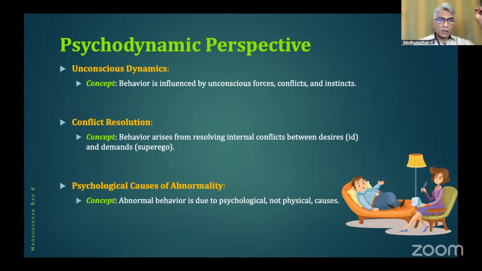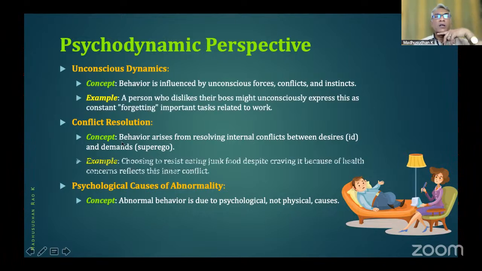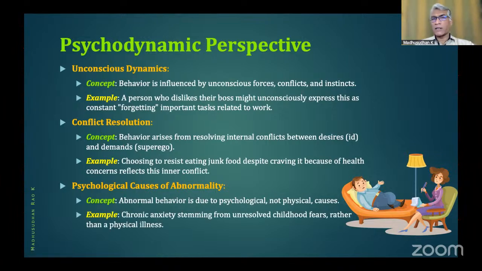Now, psychological causes for abnormality. It says abnormal behavior is due to psychological, not physiological causes. Now let us look into an example for each. A person who dislikes their boss might unconsciously express this by constantly forgetting important tasks related to work. He always forgets because he doesn't like his boss. So unconsciously these things happen. He expresses it as, I forgot it. He is showing an excuse, saying I don't know it, because he doesn't want to do that work. That happens unconsciously.